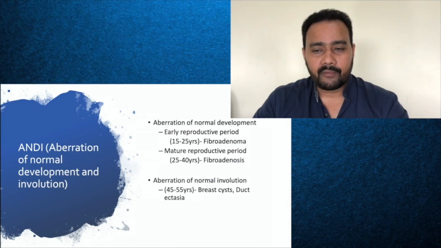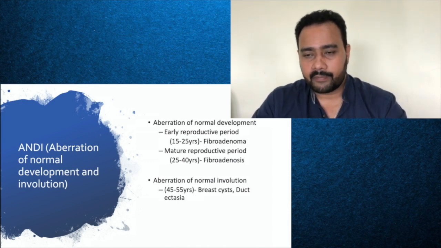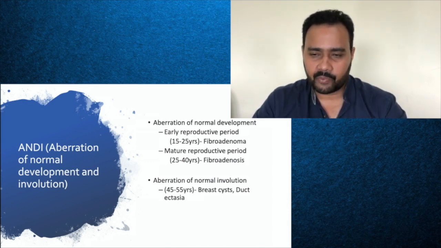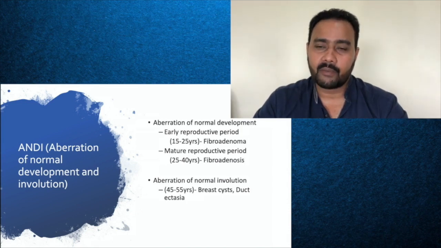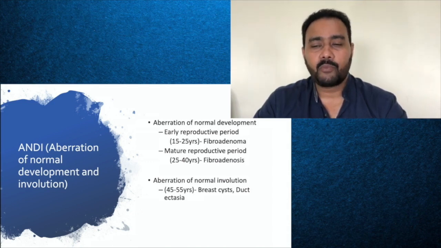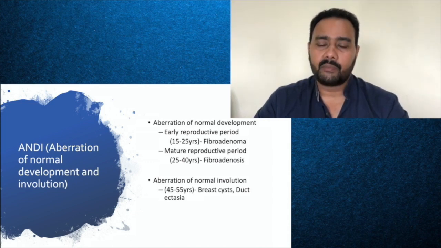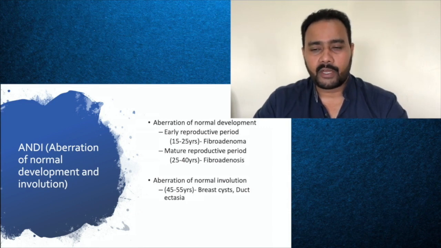Because when there are changes in the early reproductive period, in 15 to 25 years of age, people develop fibroadenoma. Fibroadenoma is one of the benign breast lumps that occurs in the age period 15 to 25. Then people go into the mature reproductive period. In the mature reproductive period, the changes that occur in the breast are called fibroadenosis. That is also one of the benign conditions in the breast. People come with breast pain. So that is called fibroadenosis.